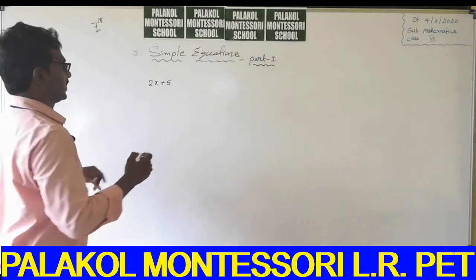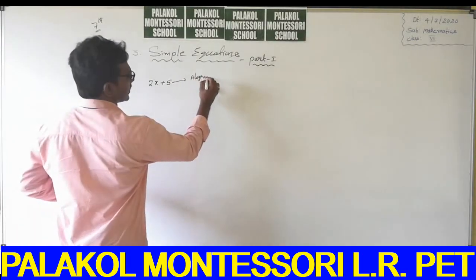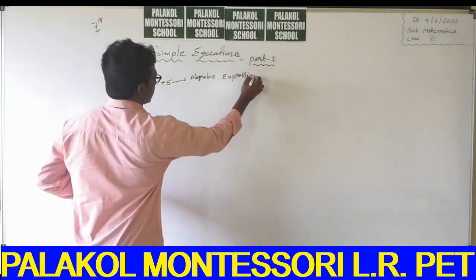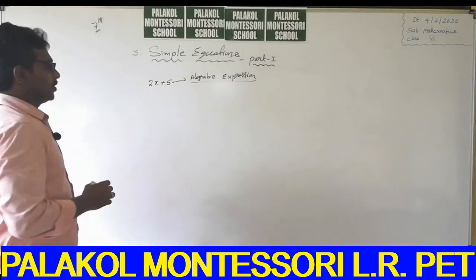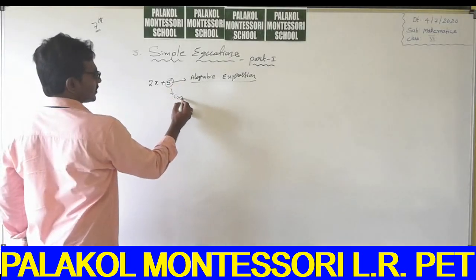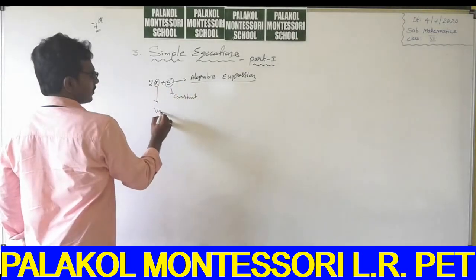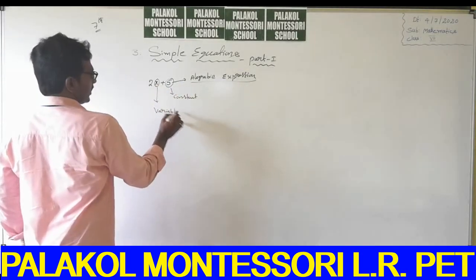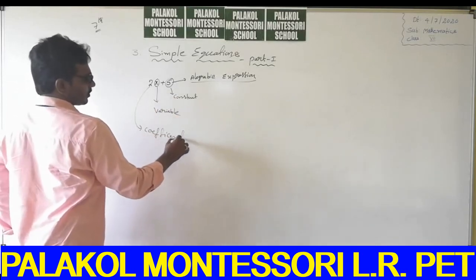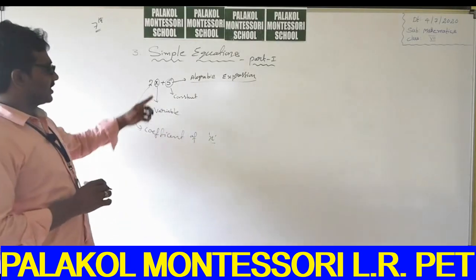It is called an algebraic expression. Okay guys, in this expression, this one is called a constant, this one is called a variable, and this is called the coefficient of x.